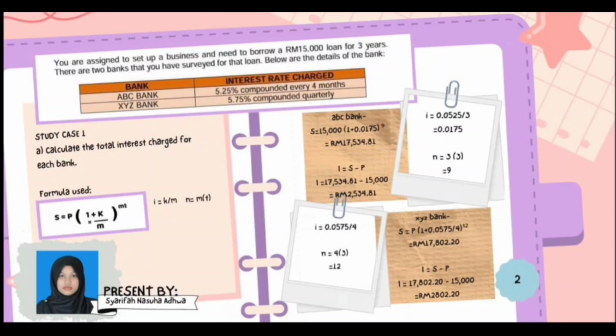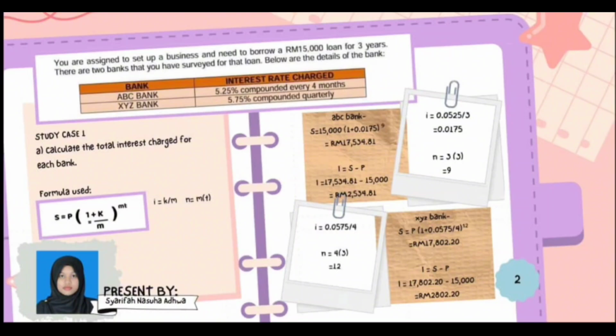Next, we are going to find the N. N equals M multiply T. M is 3 and T is 3. So 3 multiplied by 3 equals 9. So now, we are going to fill the numbers in the formula. S equal 15,000 bracket 1 plus 0.0175 bracket power by 9. You will get the answer of 17,534 ringgit and 81 cent.